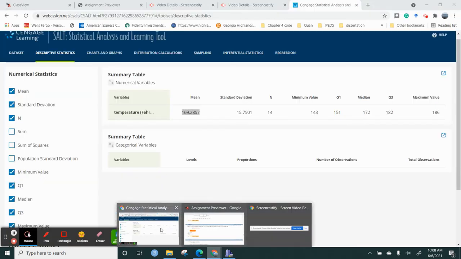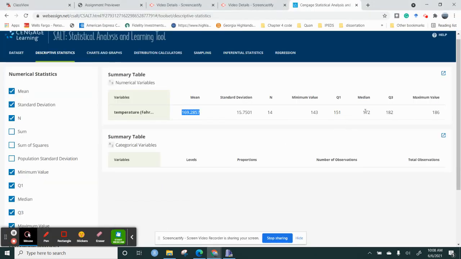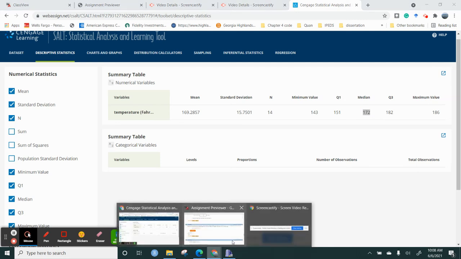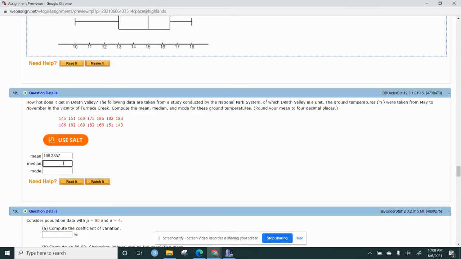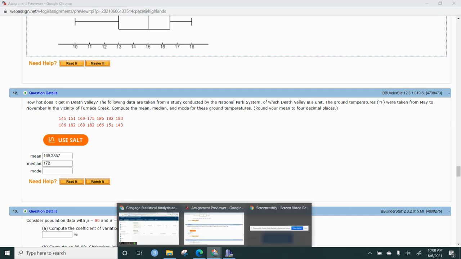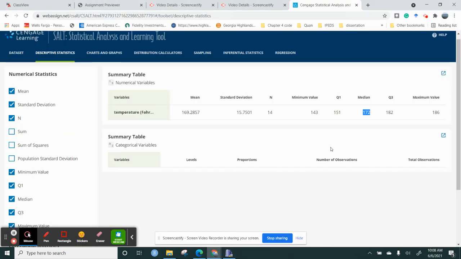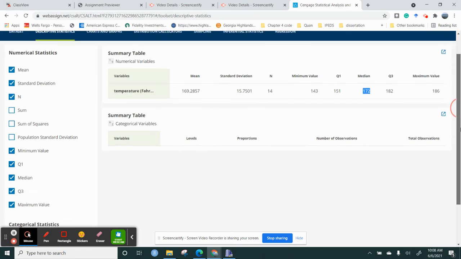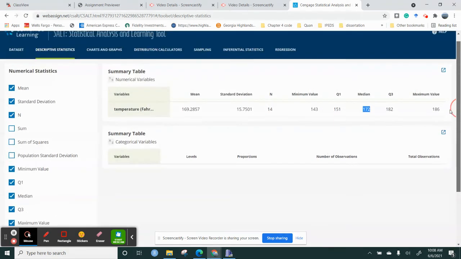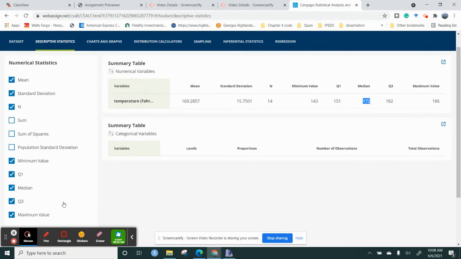Okay, let me go back. It wants my median, which is 172. Okay, I'll put that in there. I didn't even have to do anything. Look, it's doing it for me. And the mode, let's look. Did it give me my mode? No, it did not give me my mode. So I've got to figure that one out by hand. And it is not one that I can pick here. Nope.